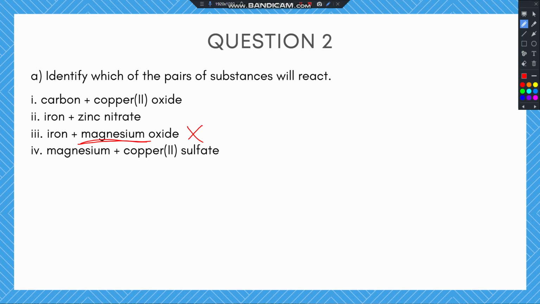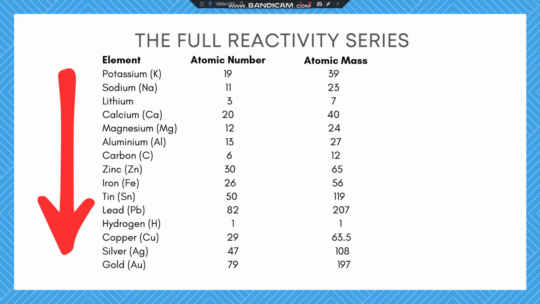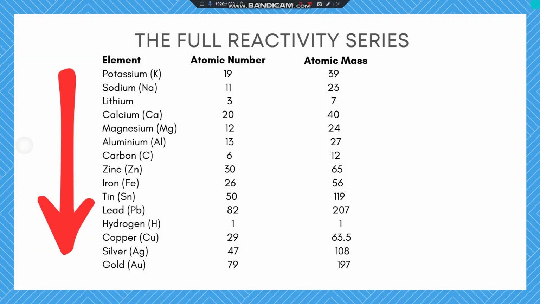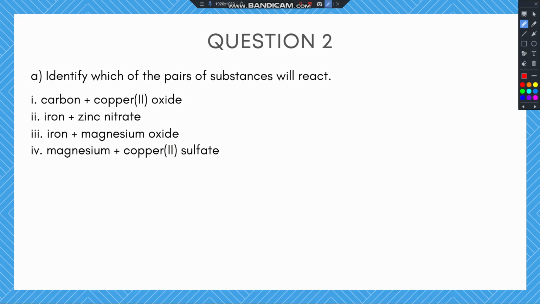And then we have the final one, which is magnesium and copper 2 sulfate. So we have magnesium, Mg, and we also have copper, Cu. So let's check out our reactivity series to see which one is stronger, magnesium or copper. Magnesium is over here, and copper is way below magnesium. So magnesium is stronger, which means it will be able to displace copper from its compound. So when magnesium comes over here, copper would have to leave. So this reaction will actually take place.